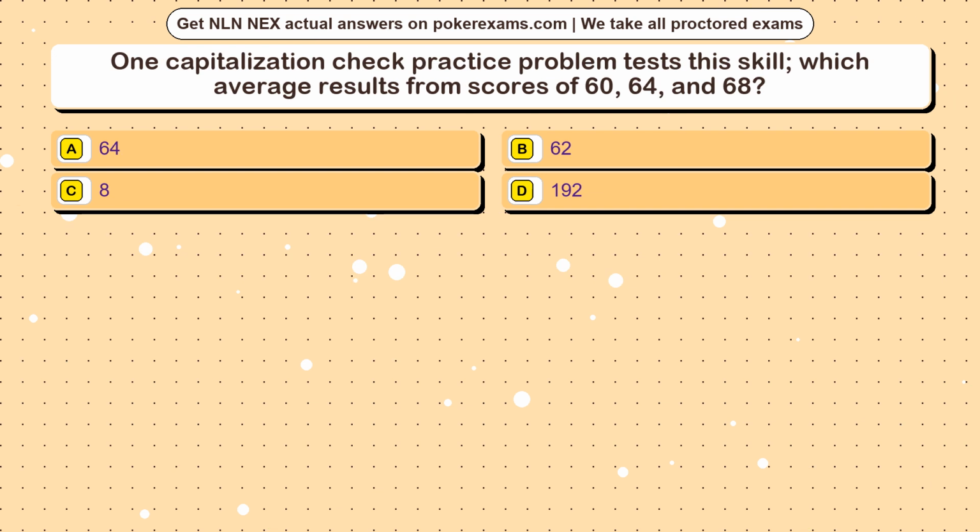Question 11. One capitalization check practice problem tests this skill, which average results from scores of 60, 64, and 68. Option A. 64. Option B. 62. Option C. 8. Option D. 192.